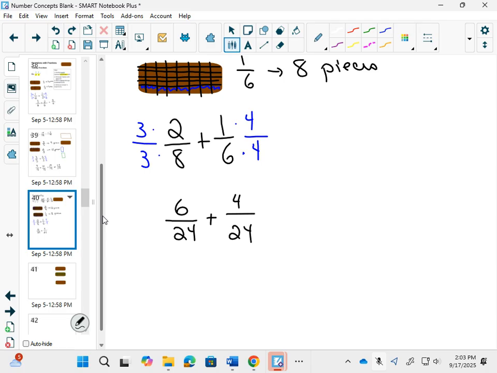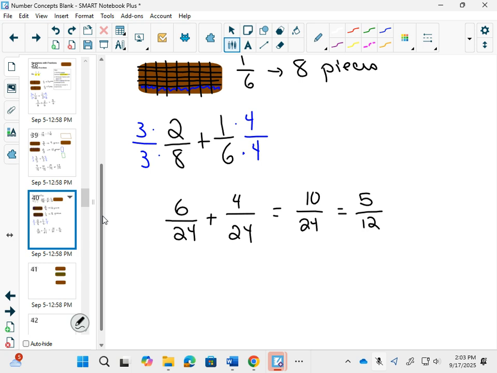And this is like the chocolate bar was only split into 24 pieces. And you have 6 of those pieces plus 4 of those pieces, and you get 10 pieces. Notice that both those numbers are even, which means you can divide them both by 2. And if I divide them both by 2, on the top I would get a 5, on the bottom I would get a 12. Same answer we got as the other one, different way.